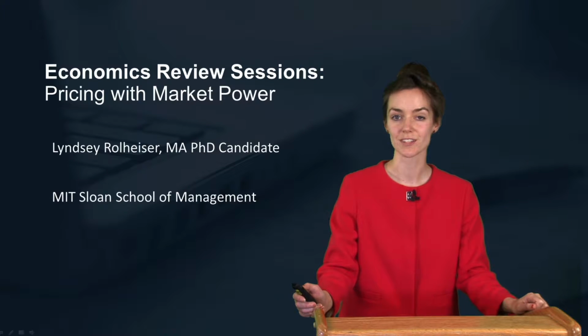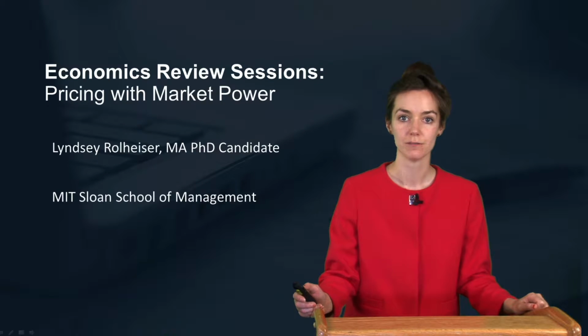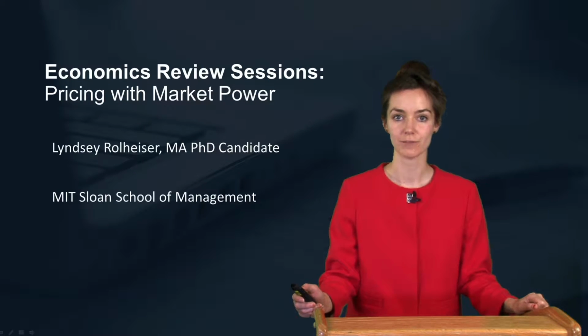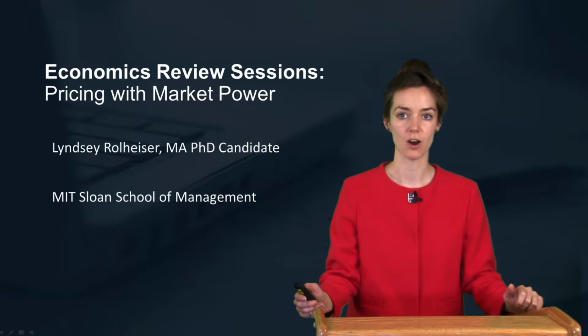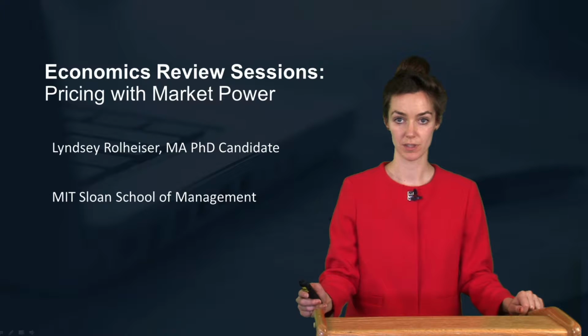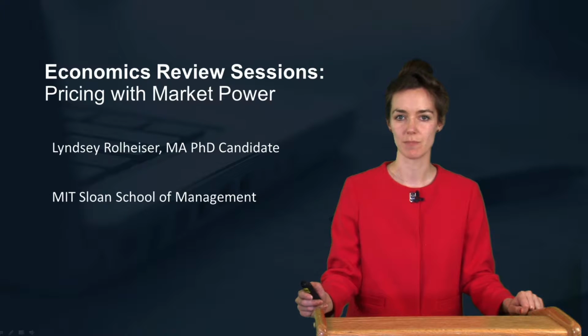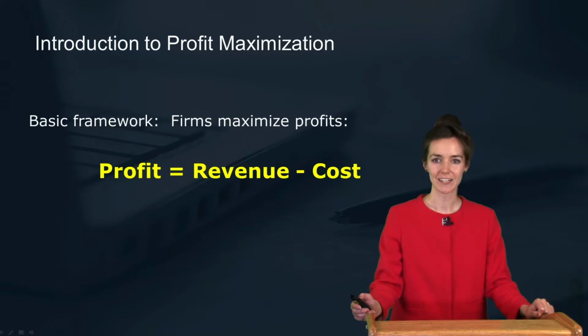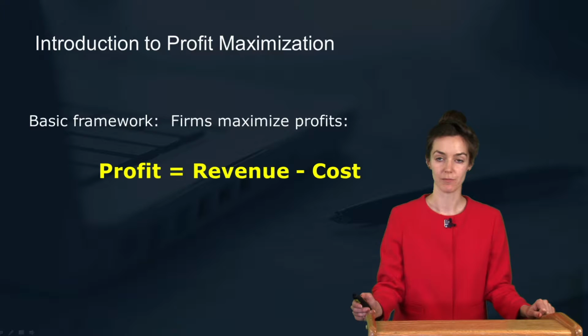In this course, we have discussed two types of firms: firms that are price takers and firms that are price setters. Price-setting firms have what we call market power. So in this section, we're going to discuss what market power actually means. So we're going to analyze this idea of market power within our profit framework. So we know that firms are always attempting to maximize profits, but how does this change when we have a price-setting firm?